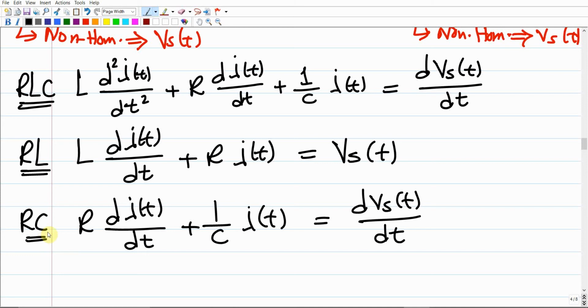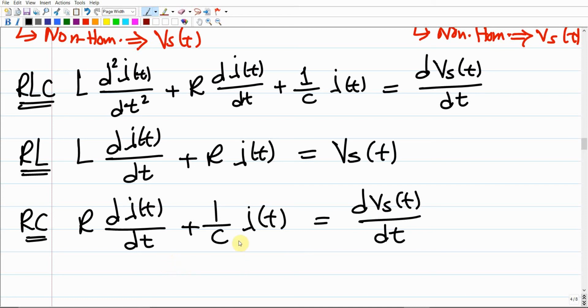For RC, we're going to end up with just a first order ODE, and that's why we already have here the first derivative of the current. In this case, we're going to end up with this equation in case there are no capacitors, just R and L, where the right hand side is going to be Vs. It doesn't matter whether this Vs is constant or variable, we're going to end up with a non-homogeneous ODE. For the RC, it's going to be this one. For the case of DC, where it is constant, the right hand side is 0. In case it is variable, it will have a value, so we're going to end up with a non-homogeneous ODE.